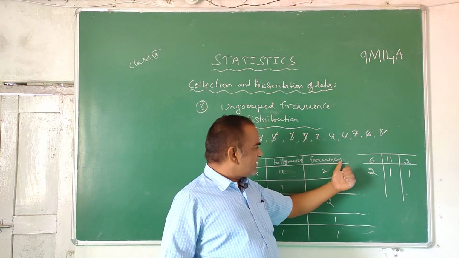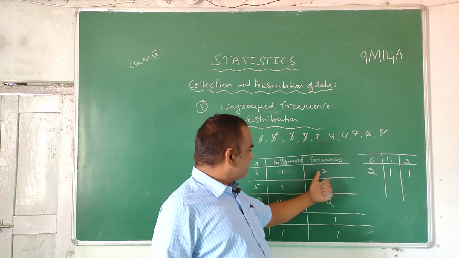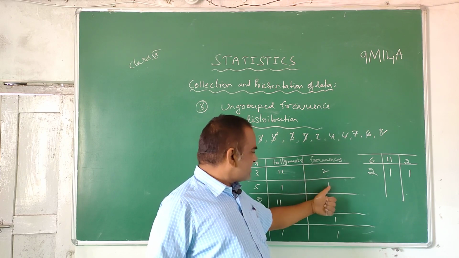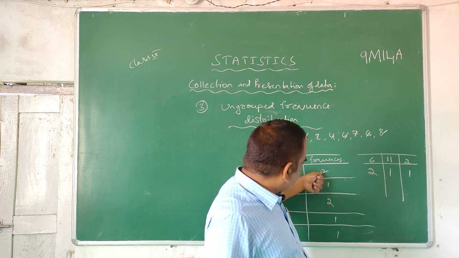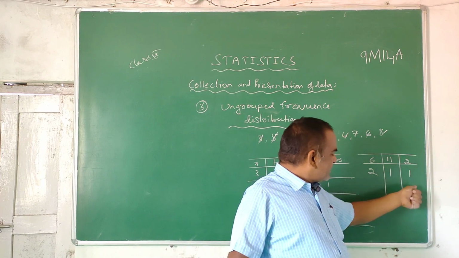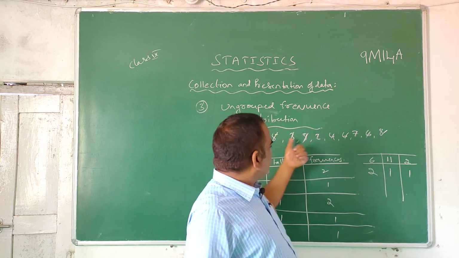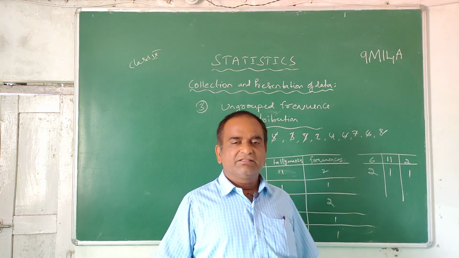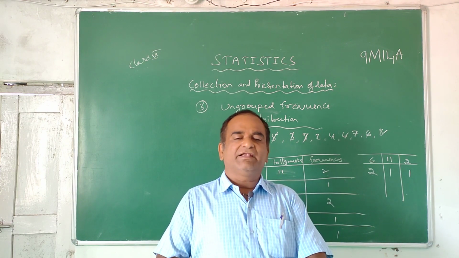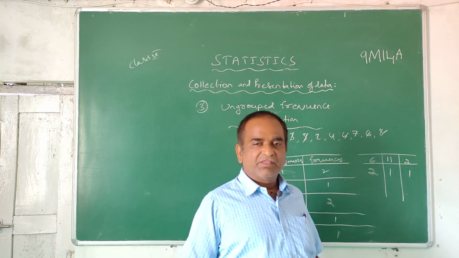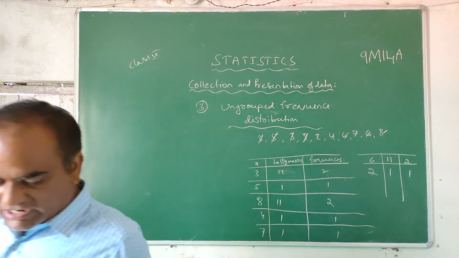And then the last column, frequency. So here, if there are 2 strikes you put 2, if there is 1 strike, 1, like that. Finally, if you add these frequencies, that sum must be the same as the total number of observations. Then you have perfectly presented the data. Okay, this is about ungrouped frequency distribution.